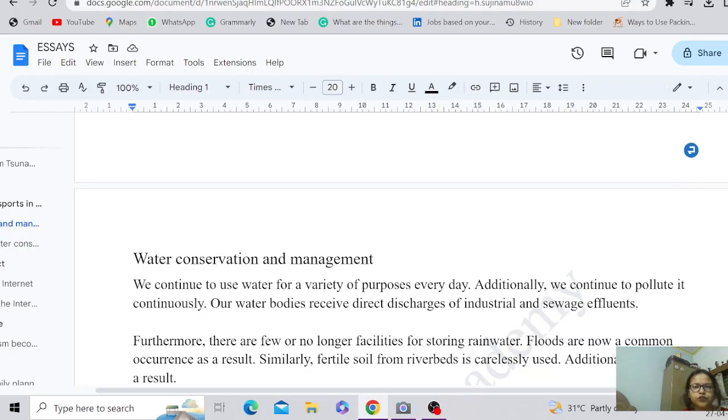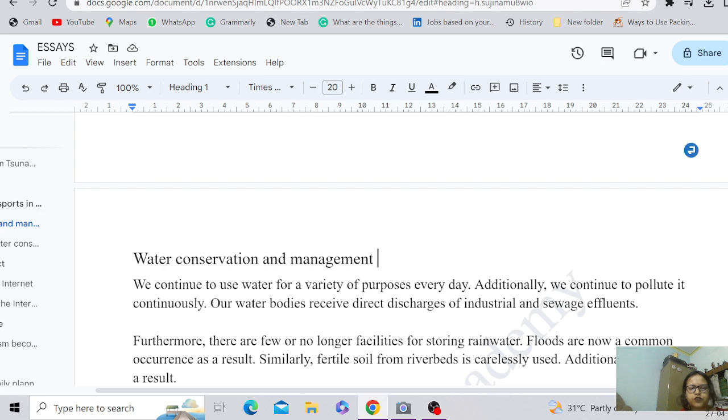So today we are going to start with the essay on the topic of water conservation and management. Let's start with the topic and we will continue with the essay. We continue to use water for a variety of purposes every day.